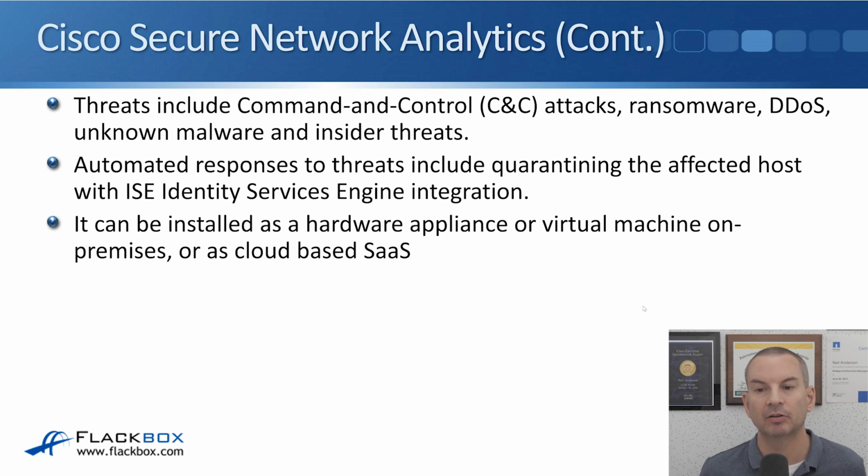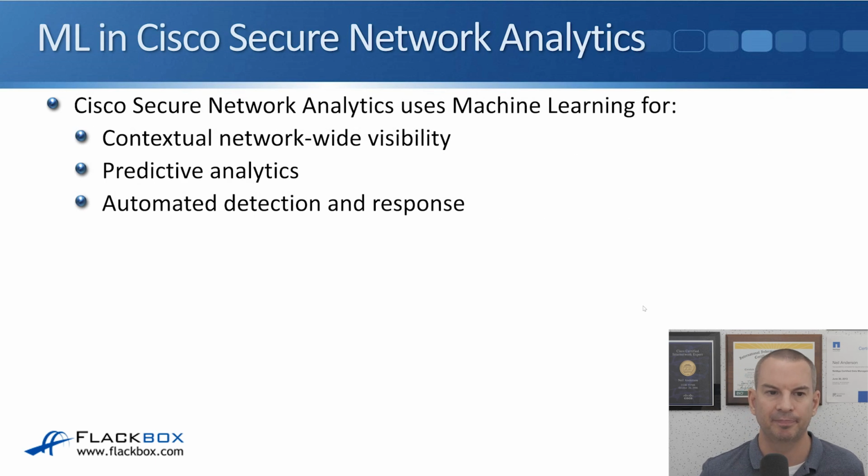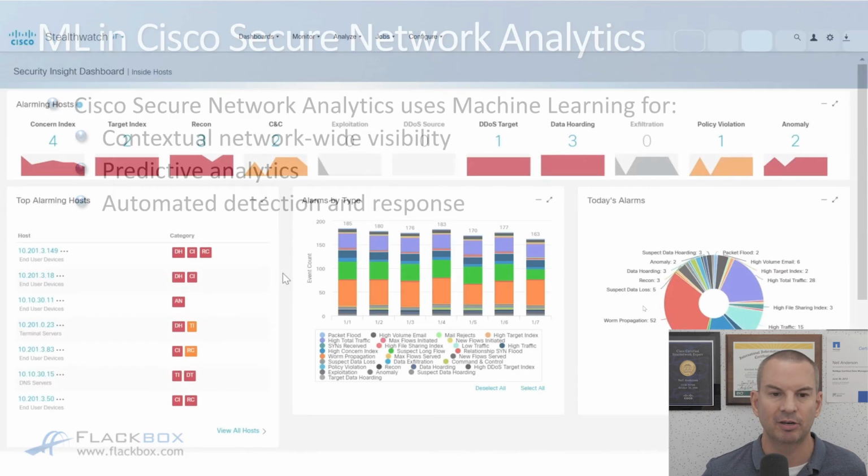Automated responses to threats include quarantining the affected host if you've got the ICE, Identity Services Engine, integration. ICE is another security product from Cisco, and it's actually capable of shutting down ports, changing VLANs, and creating dynamic access lists so it can take hosts off the network. Cisco Secure Network Analytics can be installed as a hardware appliance or virtual machine on premises or as cloud-based SaaS. It uses machine learning for contextual network-wide visibility, predictive analytics, and automated detection and response.